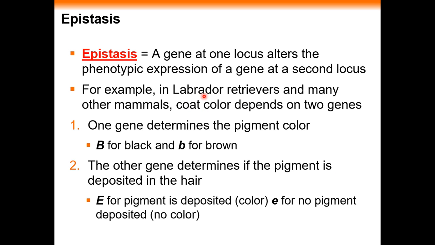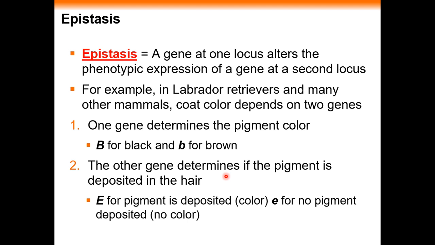In Labrador retrievers and many other mammals like us, coat color depends on two genes. Hair color would be determined by two different genes. One determines which pigment is in the hair. Capital B for black, lowercase b for brown, or for us, lowercase b for blonde or something.